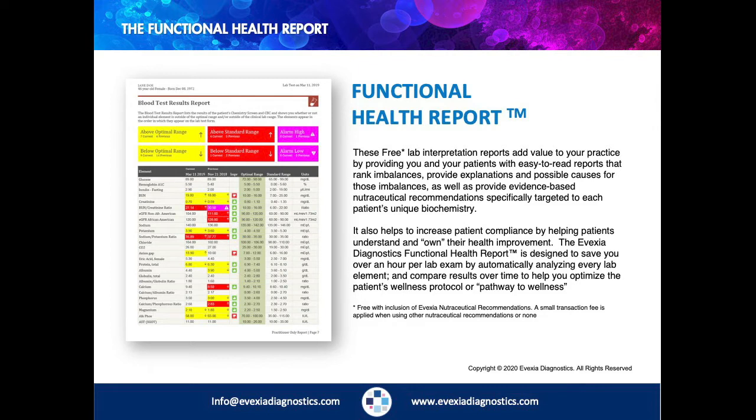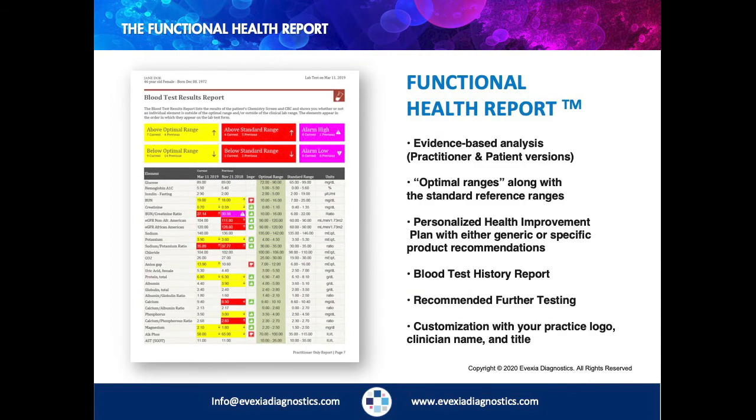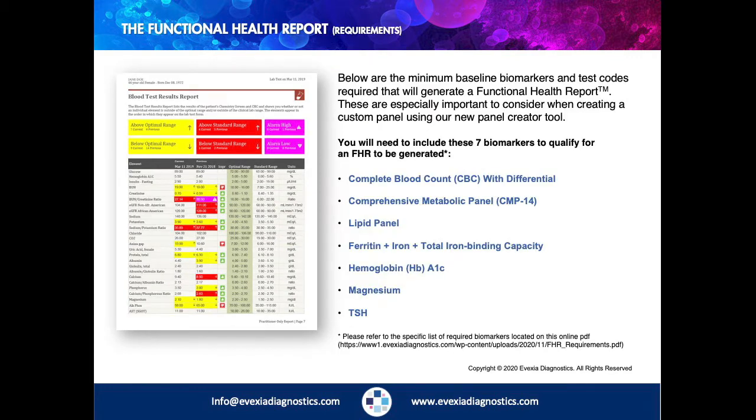The Evexia Diagnostic Health Report is designed to save you time by automatically analyzing every lab element and then comparing it over time to help you optimize the patient's progress. So here's a closer look at the report. Aside from reporting on standard or conventional laboratory ranges, the report includes the optimal ranges as well as critical ranges for your review. And like I just said, the report also includes nutraceutical recommendations and a comparison look at past laboratory results. The core tests that determine the outcome of the Functional Health Report are listed on this slide.